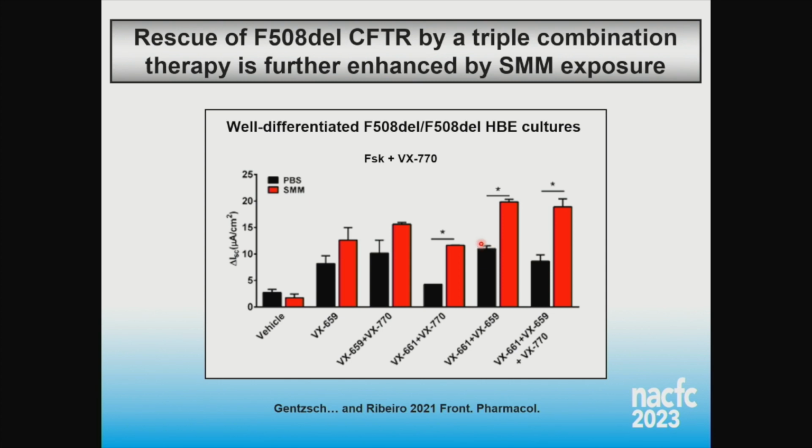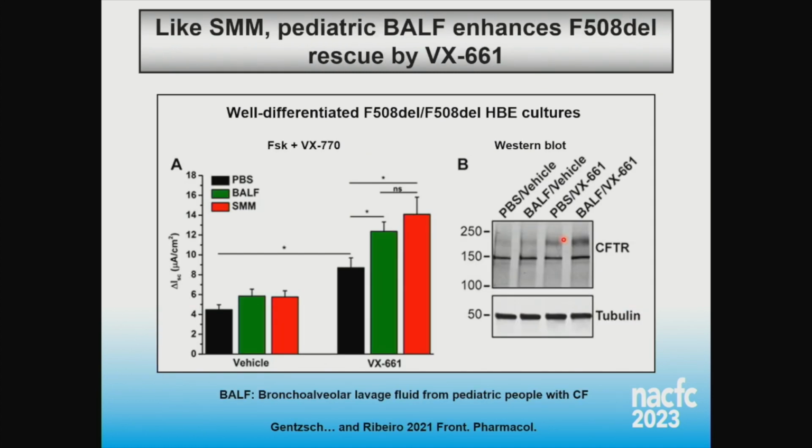But this was not just for VX809, because when we also tried different combinations of modulators, we found that as long as SMM was present, in every case there was a significant enhancement of 508del CFTR function. However, SMM comes from end-stage lung disease, because we have the excised lungs, and there is a lot of inflammatory environment in that situation. So we used a second model, which was harvesting BALF from pediatric people with CF, because they would have a milder inflammatory condition. Nevertheless, we found that in the case of the corrector VX661, BALF, similar to SMM, was also able to upregulate the rescue of CFTR. Again, you can see here an increased expression of band C, showing the correction.